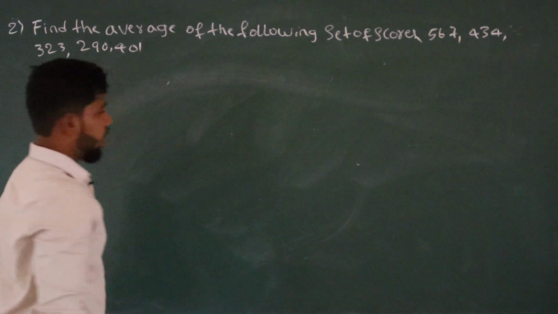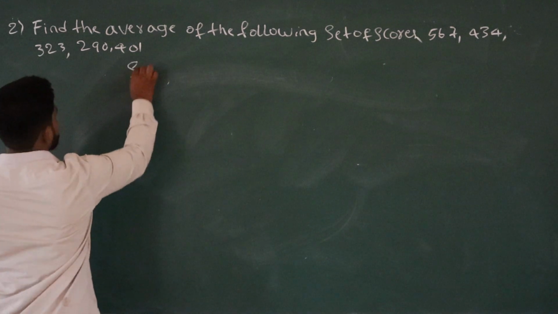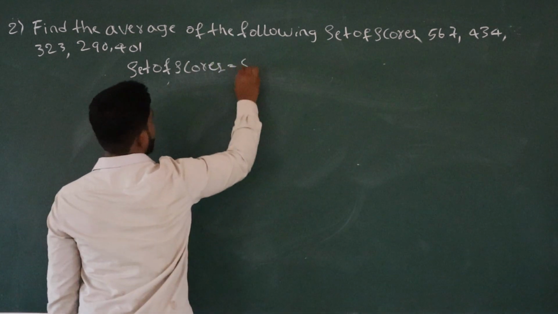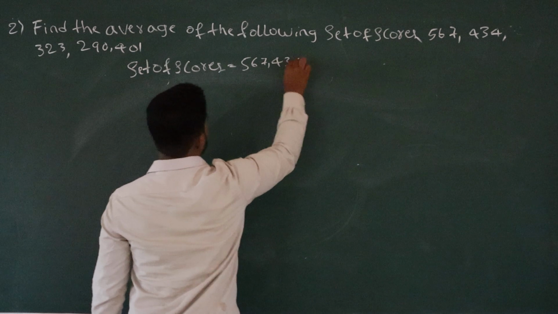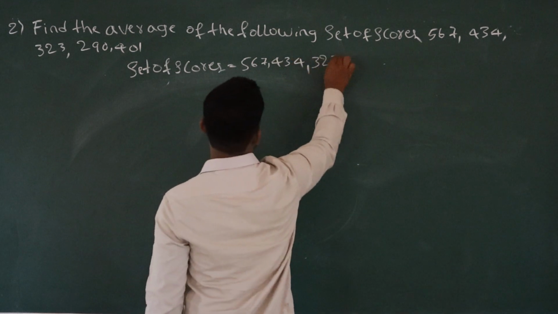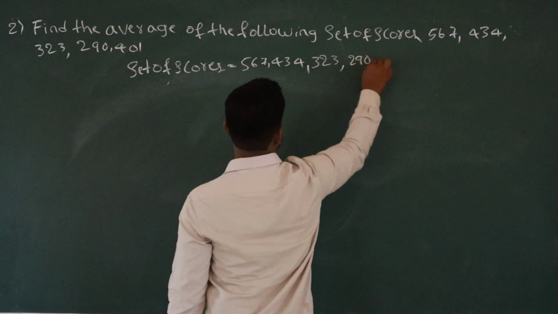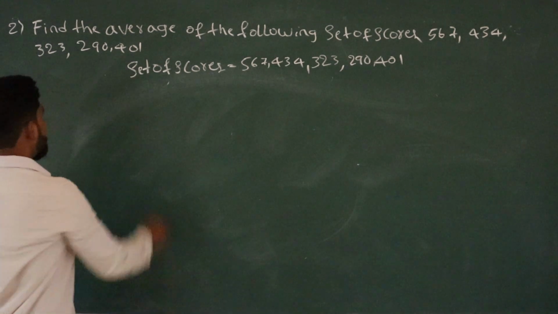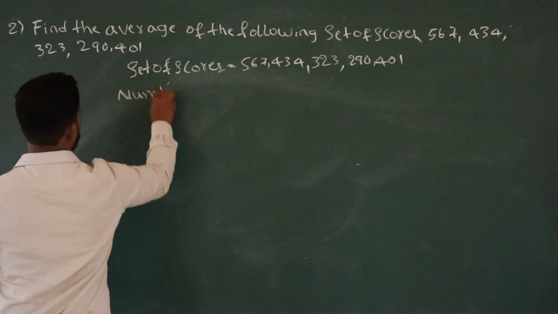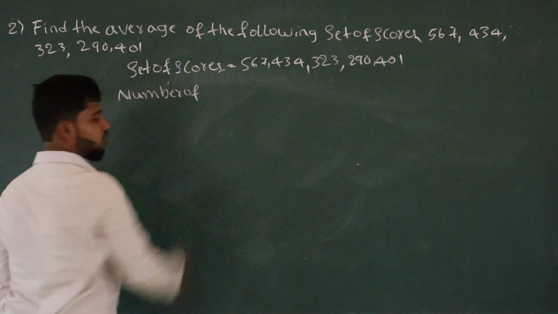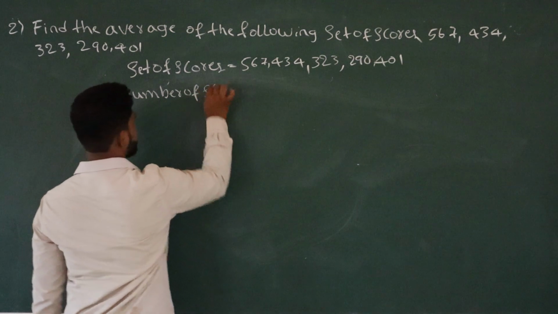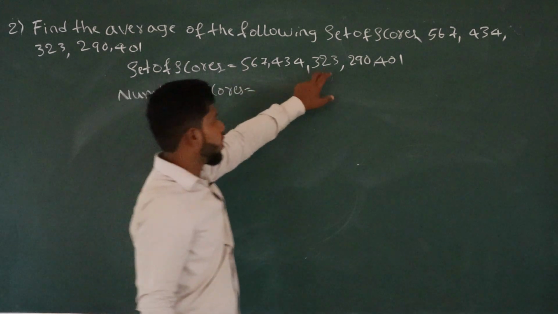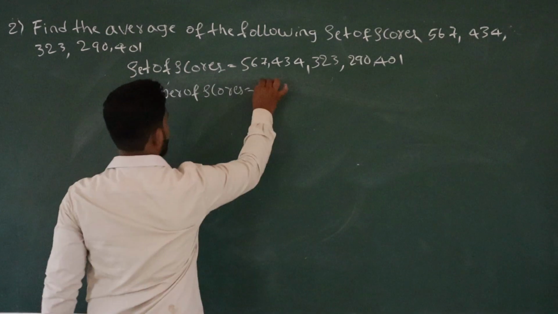Now, what is the set of scores here? 567, 434 and 323 and 290 and 401. It is the set of scores. Now the number of scores, or number of observations, but they are given in the problem as scores. Now the number of scores is equal to, how many are there? Count here: 1, 2, 3, 4, 5. The number of scores is 5.